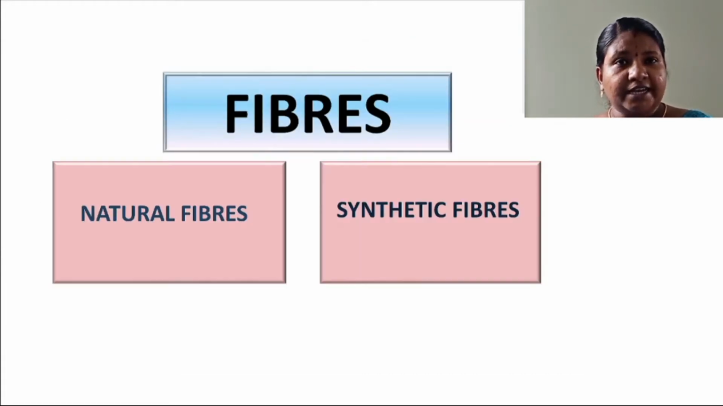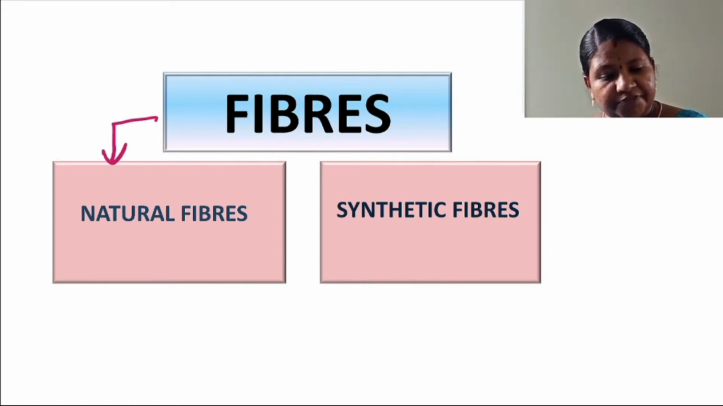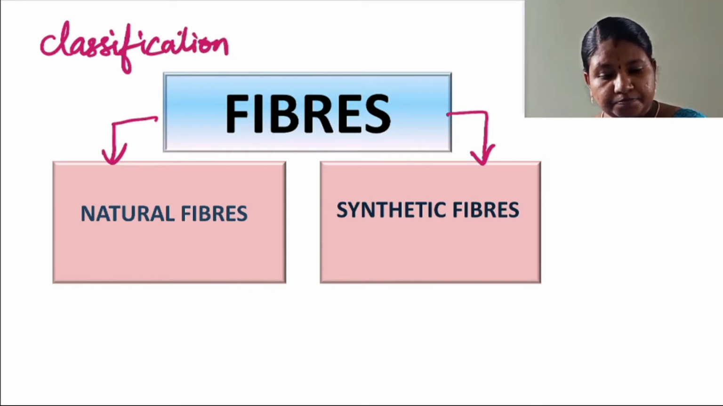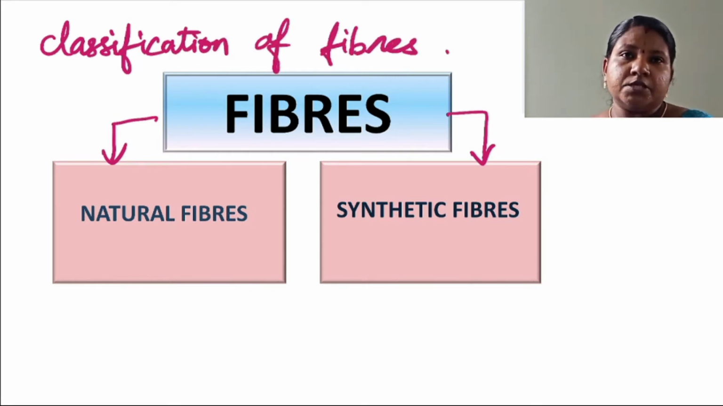Now, let us see the classification of fibers. So, how do we classify the fibers? Fibers are broadly classified into two types. This is nothing but the classification of fibers. So, we can classify the fibers into two major types: natural fibers and synthetic fibers.